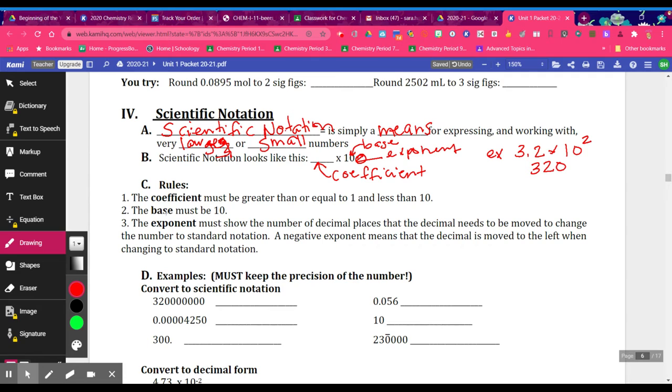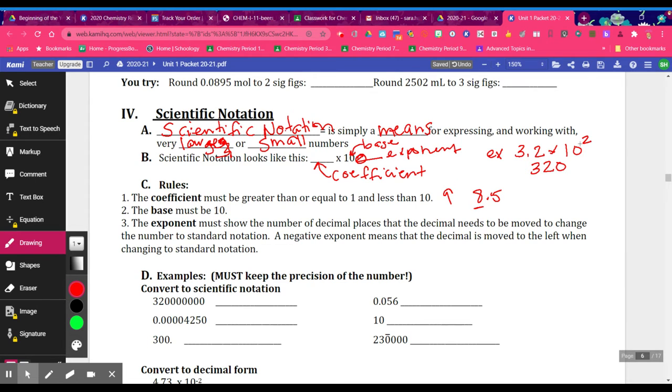So the rules for writing scientific notation: the coefficient must be greater than or equal to 1 and less than 10. So you could have the number 9, you could have 8.5. So you only ever have one number out in front of the decimal. The base must be 10, and the exponent must show the number of decimal places that the decimal would need to move to change the number to standard notation. Negative exponents mean the decimal is moved to the left when changing to standard notation.